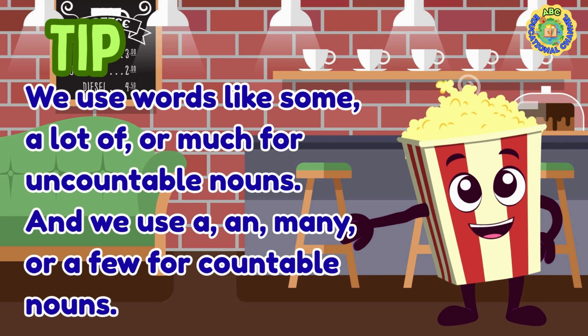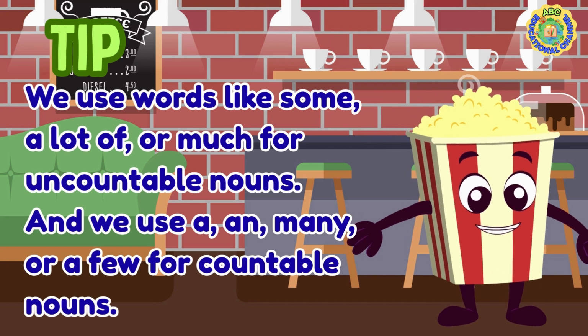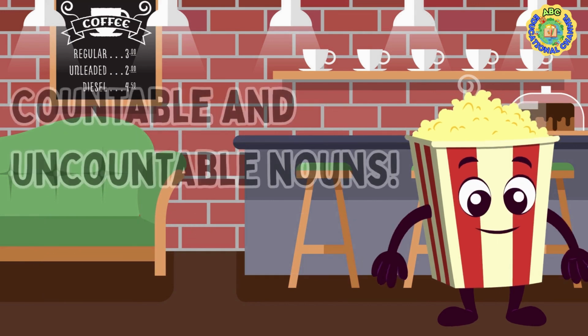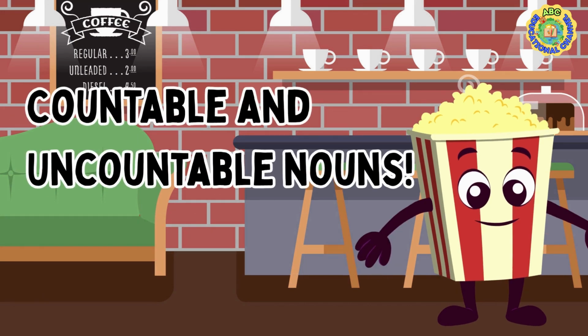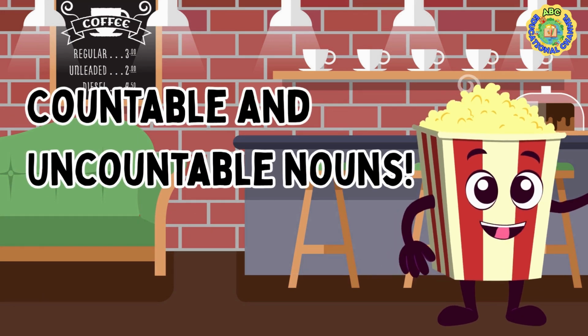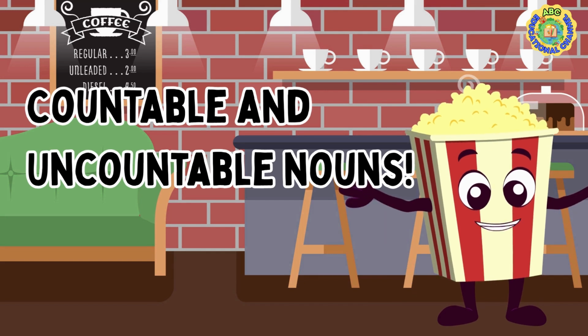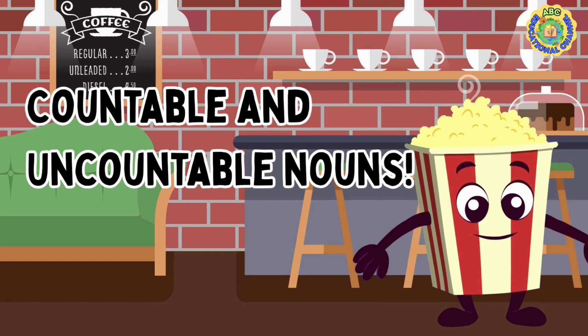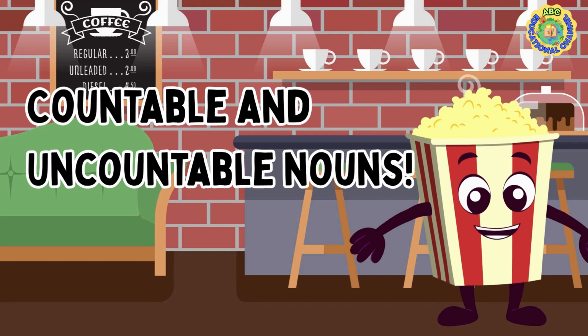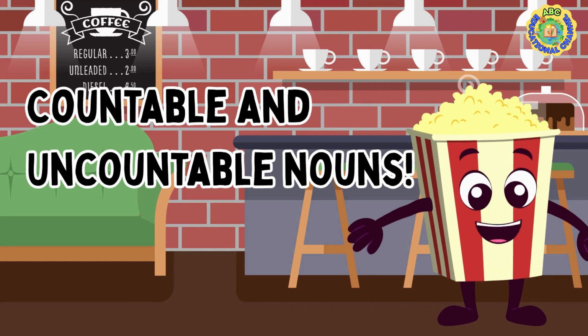We use words like some, a lot of, or much for uncountable nouns. And we use a, an, many, or a few for countable nouns. Great job, super learners! Now you know the difference between countable and uncountable nouns. Keep practicing, look around your home or classroom and name things you can and can't count.